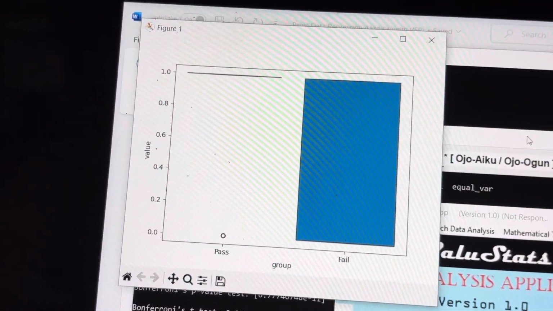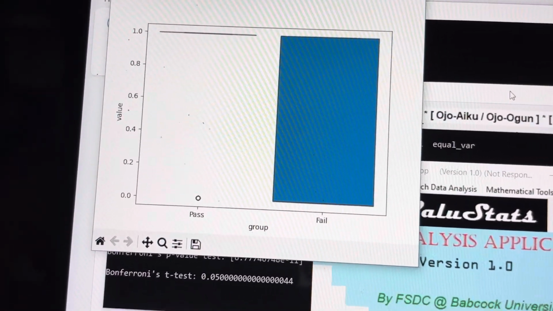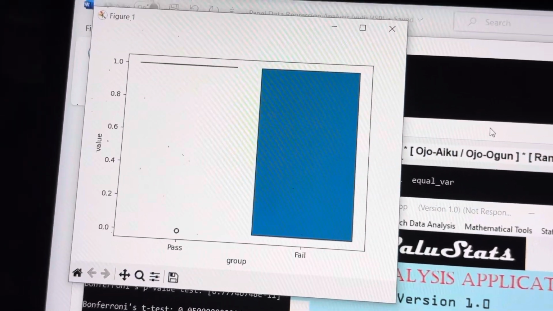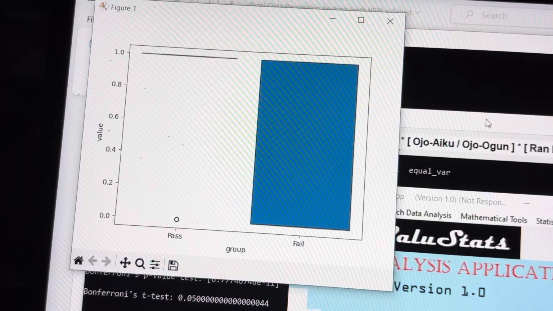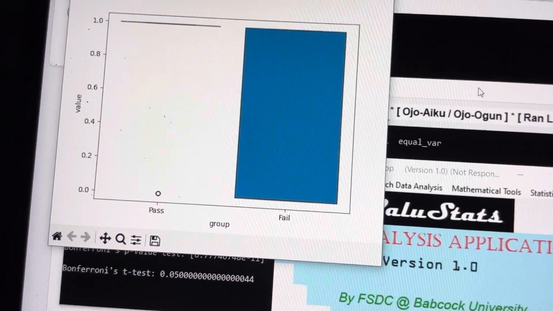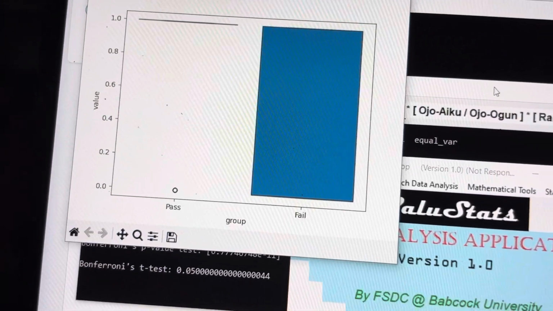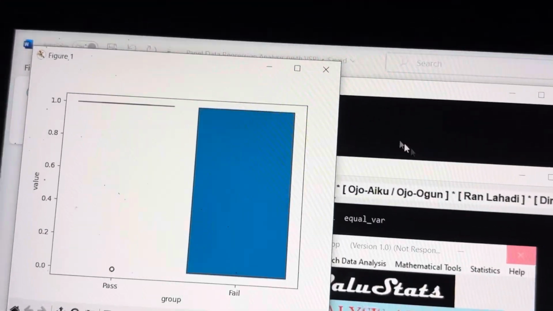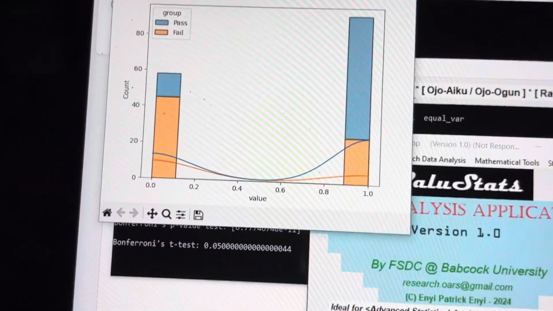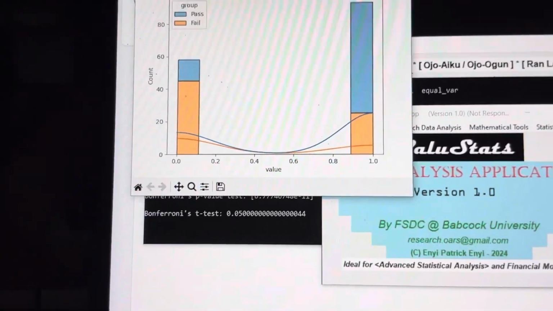This one we call another box plot or so. But then look at the pass is up there, and then the fail is down below here. Now let's look at another one. Yeah, this is a good one.